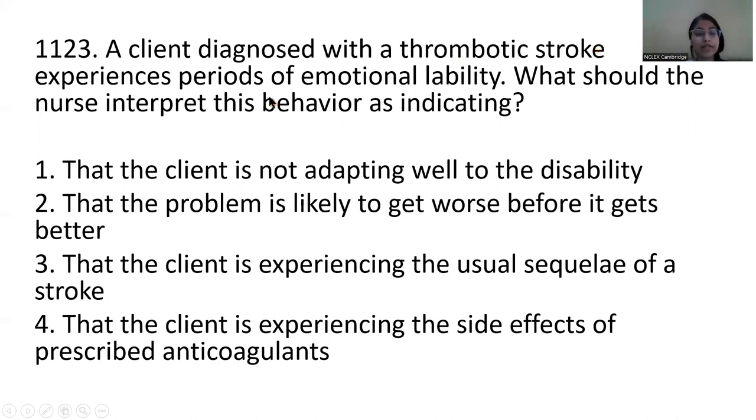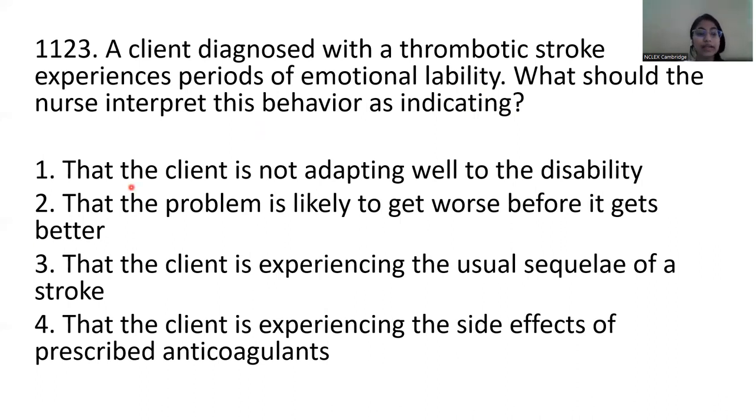Now the patient is experiencing emotional lability. What is emotional lability? It means there will be sudden mood changes. The patient will show strong emotions, like crying loudly or shouting, a very disturbed mood pattern. So this is emotional lability. We have to see what we will interpret from this condition. Is it normal or not normal?